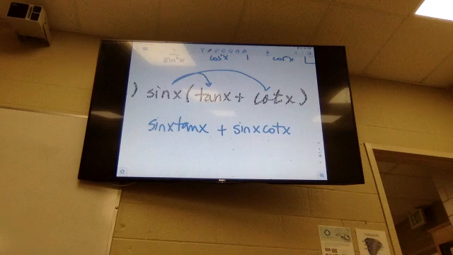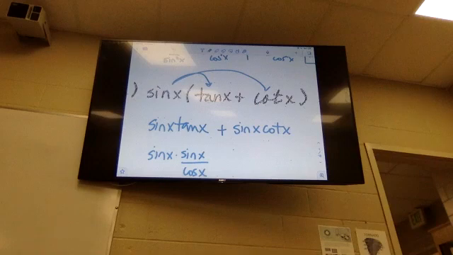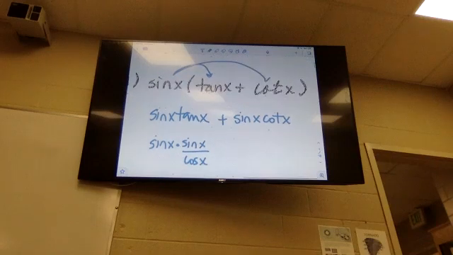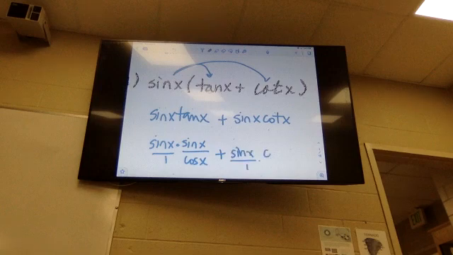What's tangent the same thing as in sine and cosine? Sine over cos. So I just use a little dot to multiply them together. And you can make it sine of x over 1 so that you recognize that there's no denominator there. And before I simplify or multiply or anything crazy, what else can I rewrite? Cotangent as? Cosine over sine. Good. Cosine over sine. Very good.